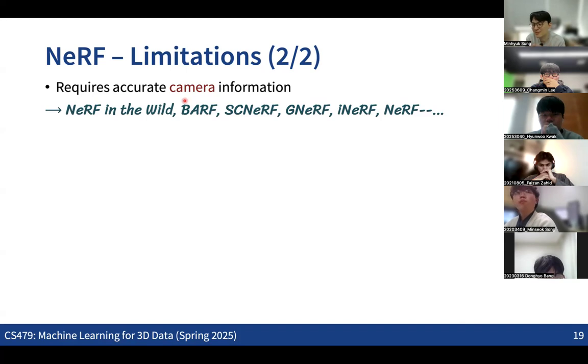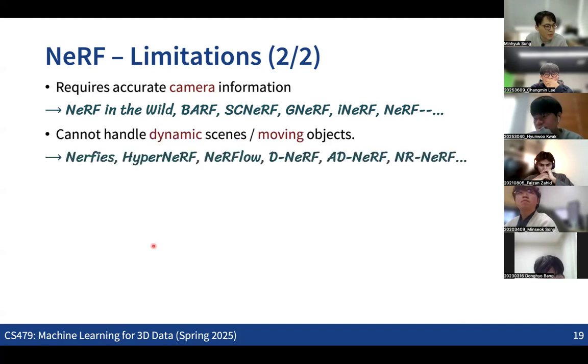But while it's still a very challenging task, you first need to get the camera information. And also, how are we going to handle moving objects or dynamic scenes? While you are taking photos from all different views, if some objects are moving in the scene, there is no easy way that we can properly reconstruct everything, right?